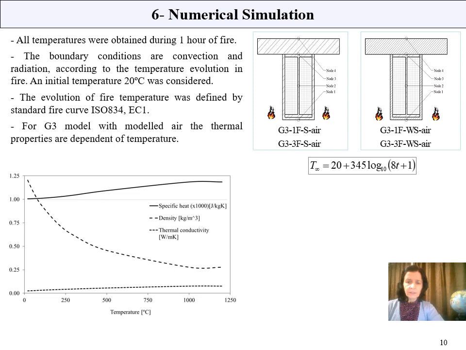And in the model number 3, the geometry number 3, when we needed to introduce the effect of the air internal divide cavity, as you can see in this picture, the thermal properties of the air are considered according to the specific heat, density and the thermal conductivity values and the temperature dependent evolution, as you can see in this graphic.